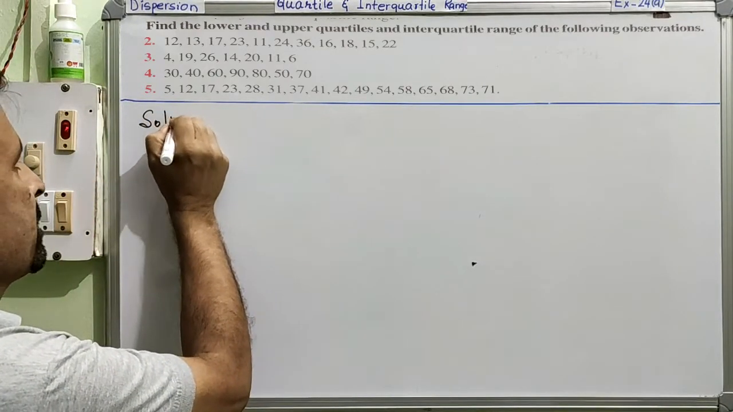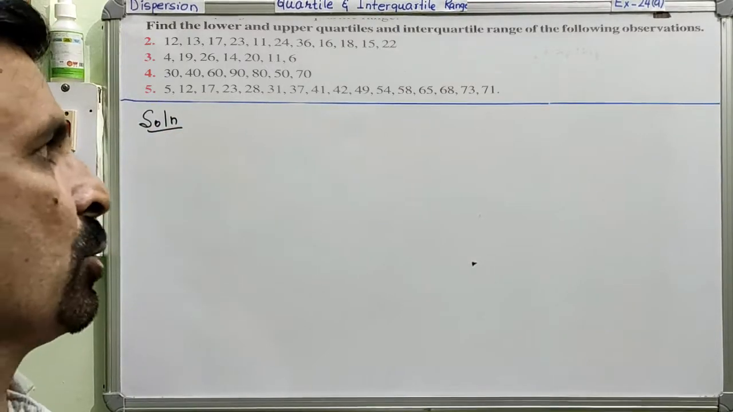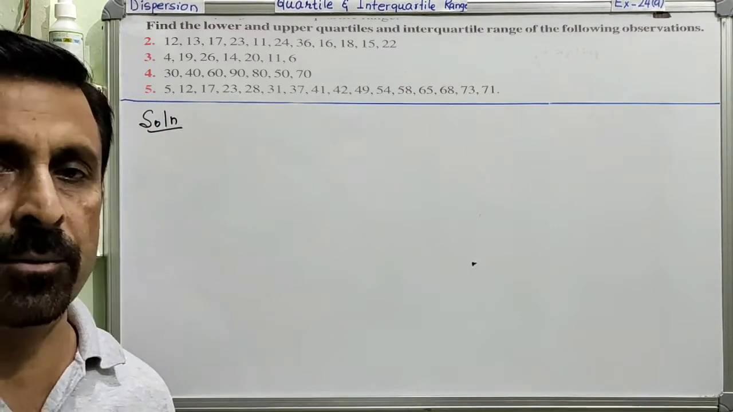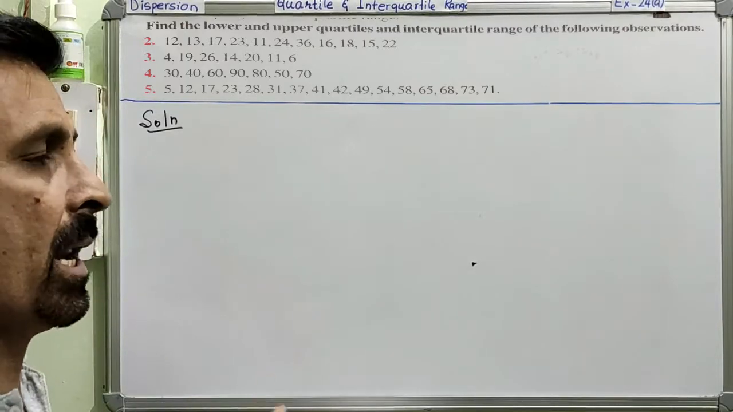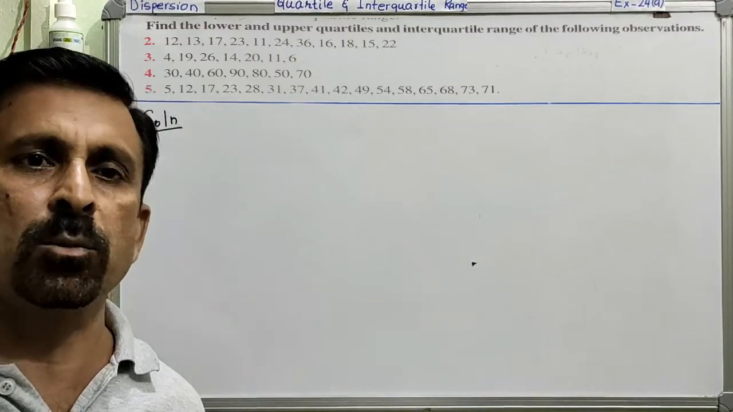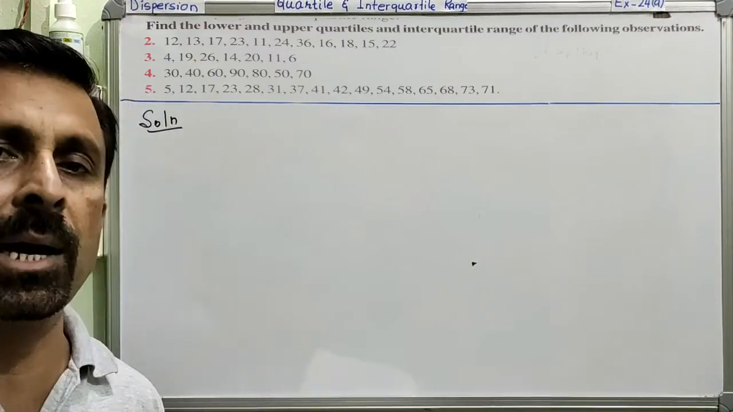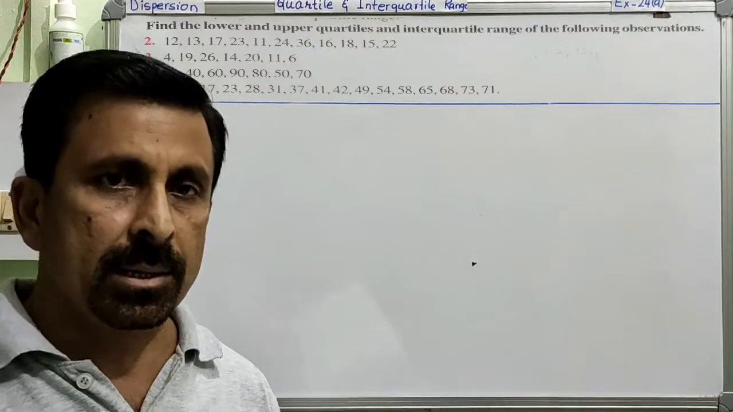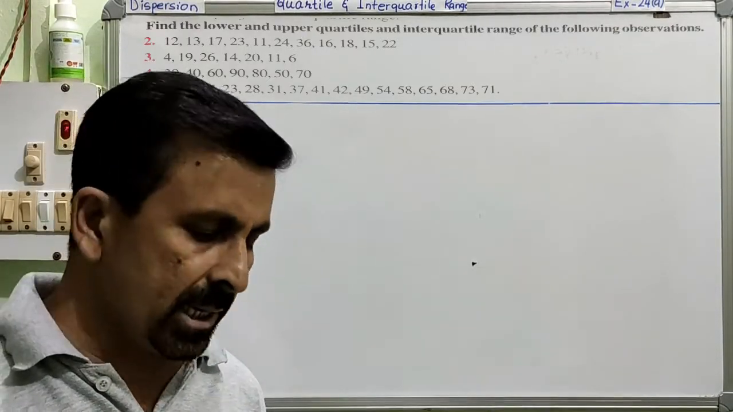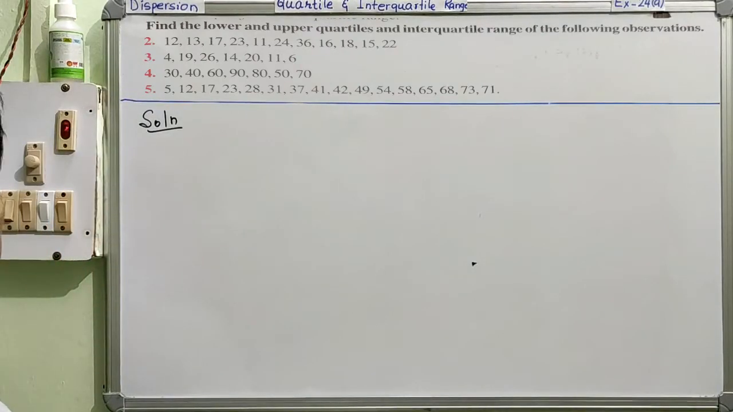The process is, first of all, if you look at question number 2, the data are not arranged in sequence. And you know that what we are asked to calculate is quartile, and quartile means median. Quartile is a type of median. Whenever we have to calculate the median, we need to have the data arranged in ascending order or descending order. Is this very clear? So first of all, we are going to arrange all this data in ascending order.